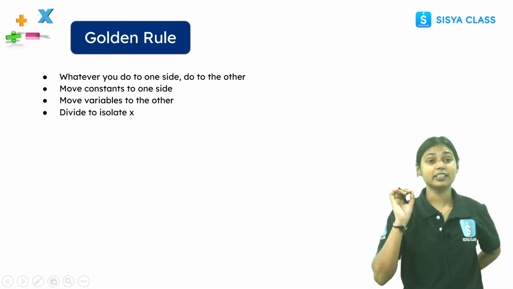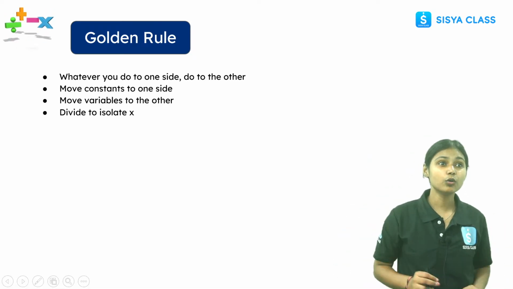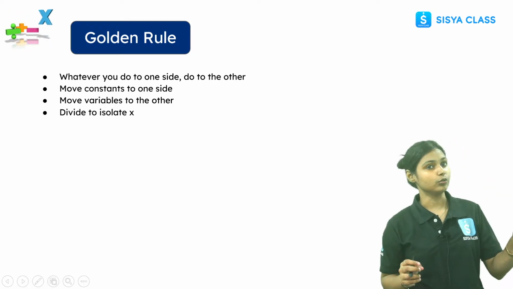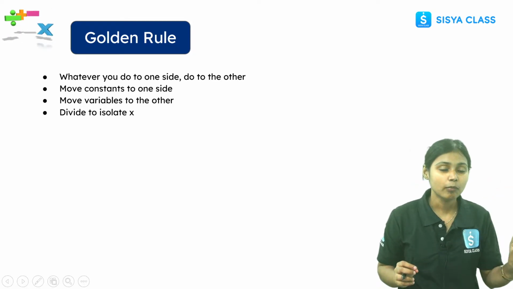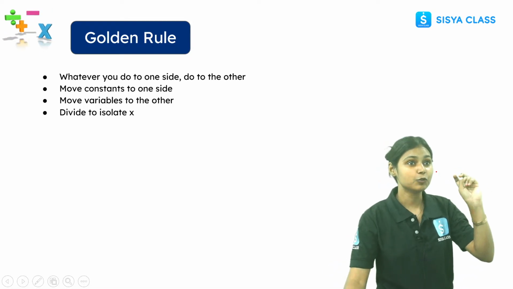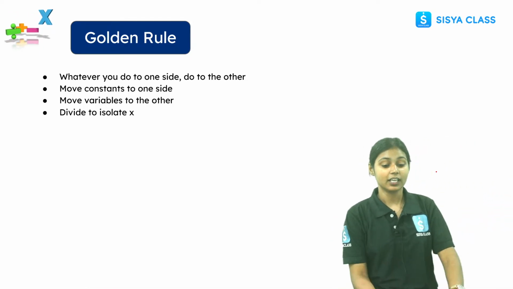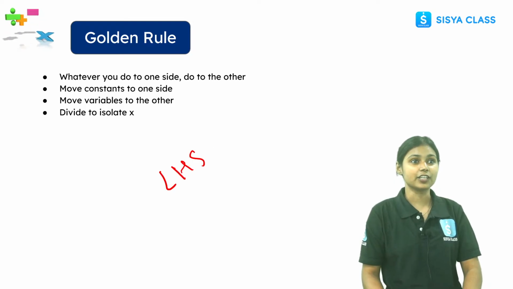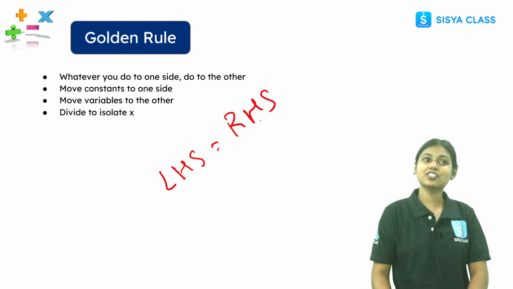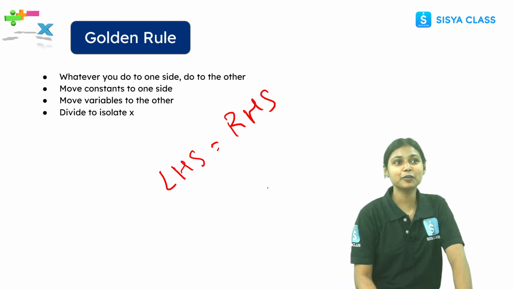And always remember that there is a golden rule. Whatever you do to one side, you have to do to another side. No matter what the question or what the equation is, आप जो भी एक साइड करोगे आपको दूसरा साइड भी करना पड़ेगा, which is you have to prove that LHS is equals to RHS. मैथ्स में हम यही तो करते आते हैं. So that's what we have to do.